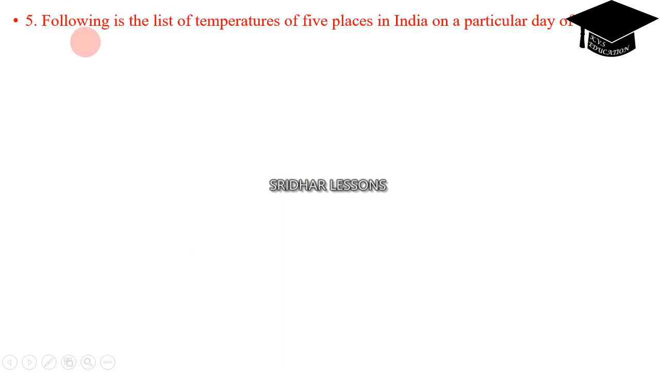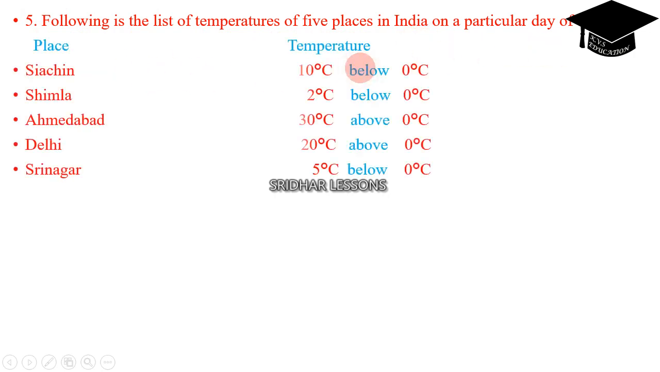Problem number 5. Following is a list of temperature of 5 places in India on a particular day of the year. Place and temperature. Siachen 10 degrees below 0 degrees. Shimla 2 degrees below 0 degrees. Ahmedabad 30 degrees above 0 degrees centigrade. Delhi 20 degrees above 0 degrees centigrade. Srinagar 5 degrees below 0 degrees centigrade.